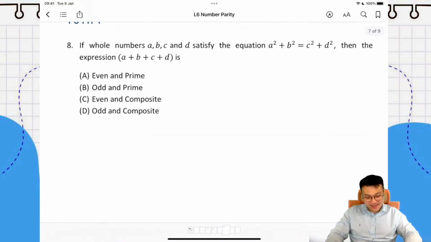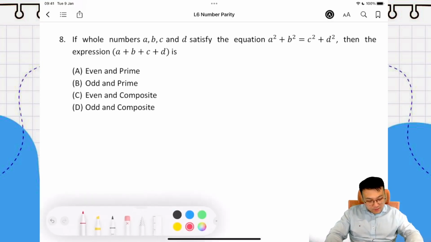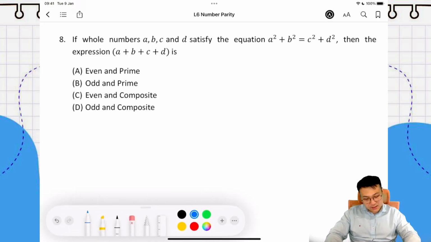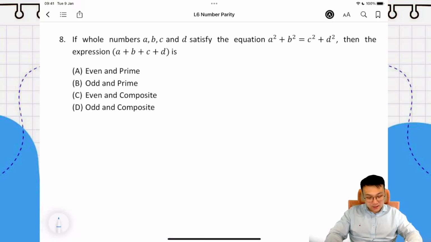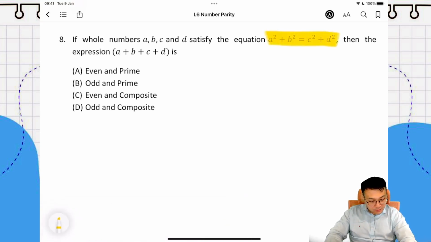Now let's look at question 8. Question 8 states that there are 4 whole numbers, A, B, C, and D. Now obviously these 4 numbers are different because they are different alphabets, right? So you have 4 different whole numbers, A, B, C, and D. And they're telling you that A squared plus B squared equals C squared plus D squared.